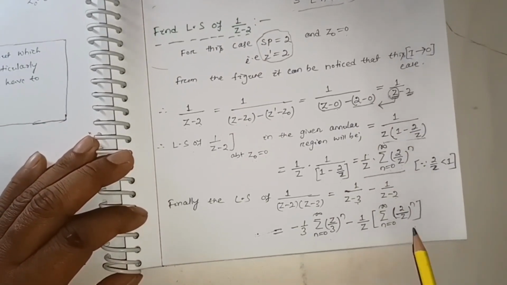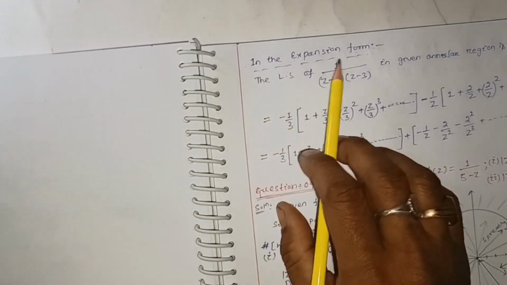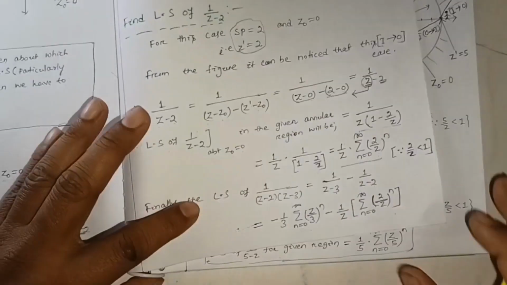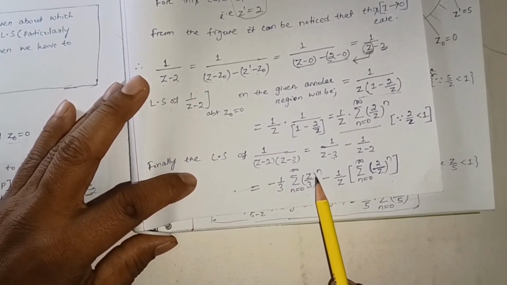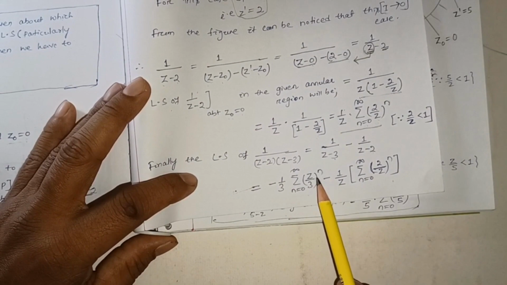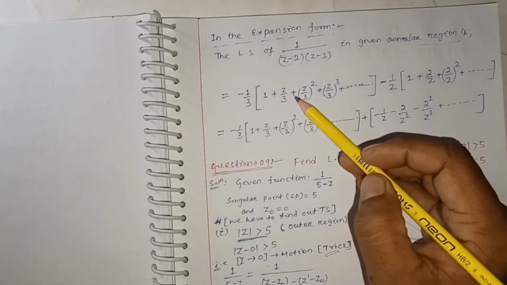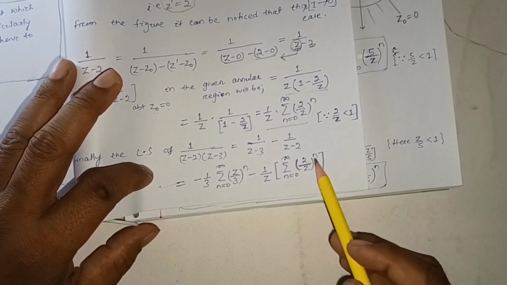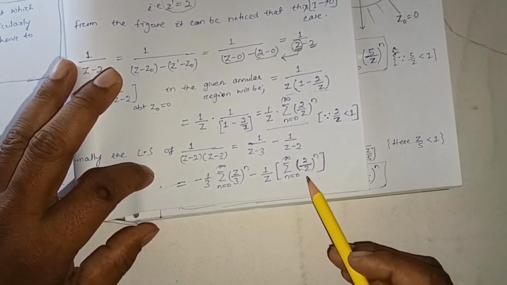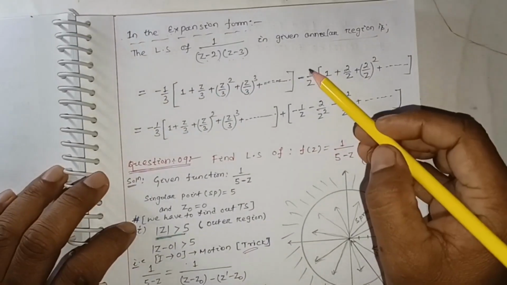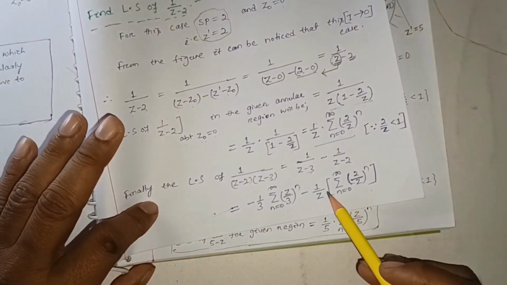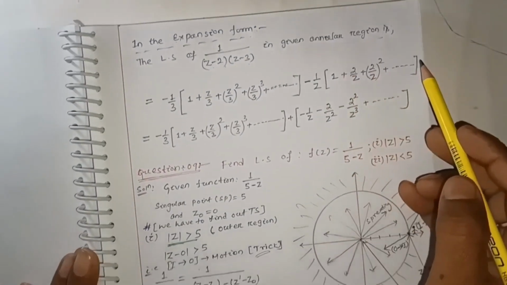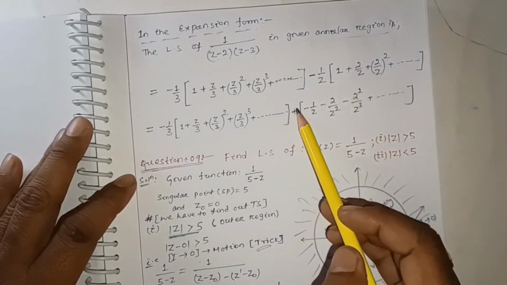You can write this one in expansion form also. In expansion form, the Laurent series of 1 by z minus 2 into z minus 3 in the given annular region is, here you can see, minus 1 by 3 is there. If I expand it, putting n equal to 0 gives 1, then z by 3 to the power 1, plus z by 3 to the power 2, and so on. Then the second expansion: putting n equal to 0 gives 1, then 2 by z to the power 1, 2 by z to the power 2, like that. Here 1 by z is already there, 1 by z times this series, that is, 1 plus 2 by z plus 2 by z square, and so on. And this minus I take inside the bracket, and we have to put plus.